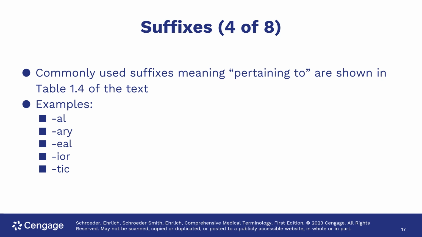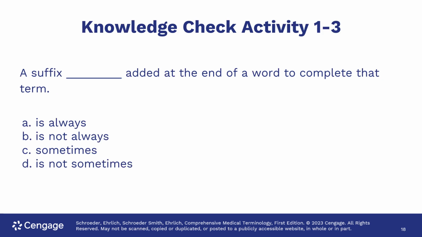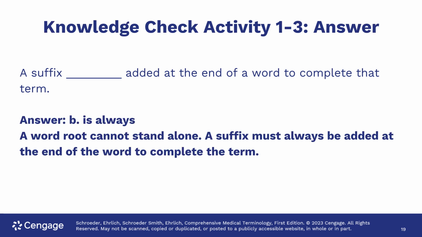Commonly used suffixes meaning pertaining to are shown right here, and also in table 1.4 of your textbook. So all of these mean pertaining to, including AC, which is the one we just saw before. So the question is, a suffix is always added at the end of the word to complete the term, is not always, sometimes, or is not sometimes? The answer is always. You always add the suffix to the end of the word.